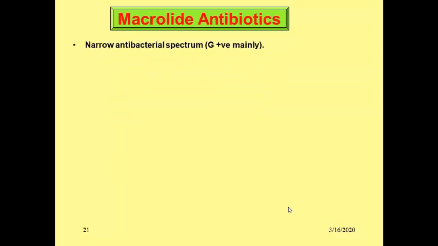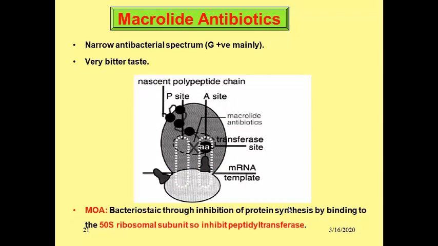Macrolides are antibiotics active only against gram-positive bacteria. So they are a substitute for penicillin if the patient has hypersensitivity to penicillin. They have better taste, though that is a challenge. Mechanism of action is through inhibition of the 50S ribosomal subunit.